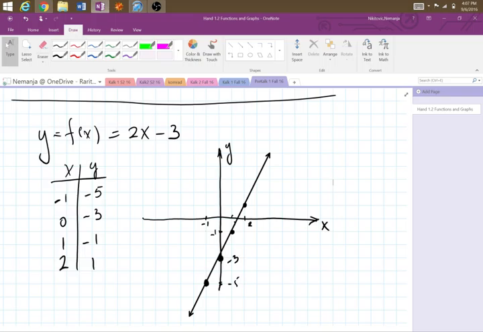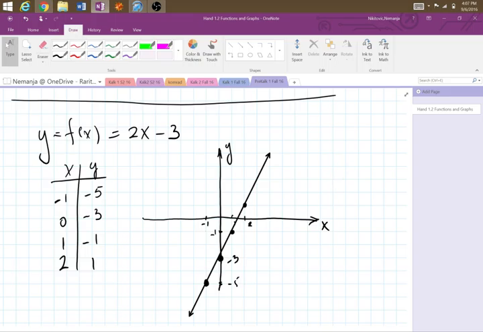The cheapest possible way to graph any function, regardless of how complicated it is, in some cases you will need a calculator, is to pick x values. And if you pick x values properly, you will capture the essence of that function and you will draw.